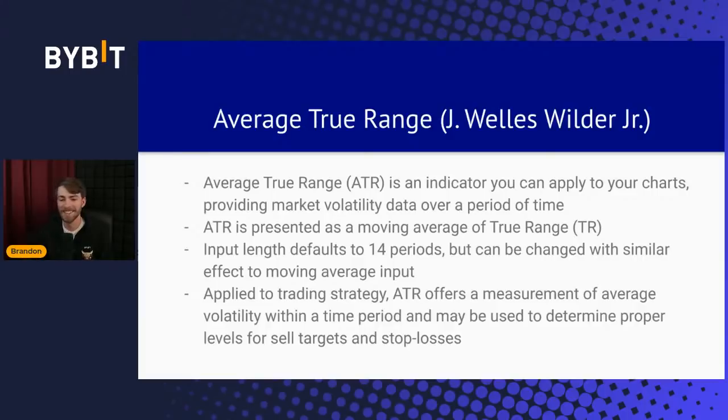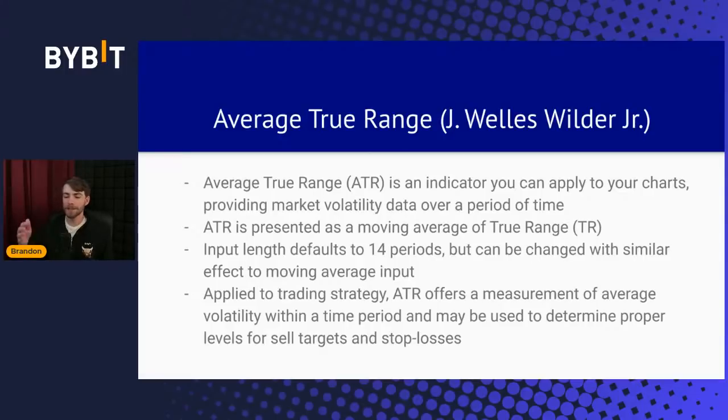Yeah, that's correct. All right, so the average true range, or the ATR indicator, is an indicator you can apply to your charts, providing market volatility data over a period of time. I'm going to throw up a chart example in just a moment, and we're really going to get into how the ATR indicator can help you out, but I'm just going to run through an explanation first. So the ATR is presented as a moving average of true range. This is where it gets tricky. You have true range, or TR, and then you have ATR.